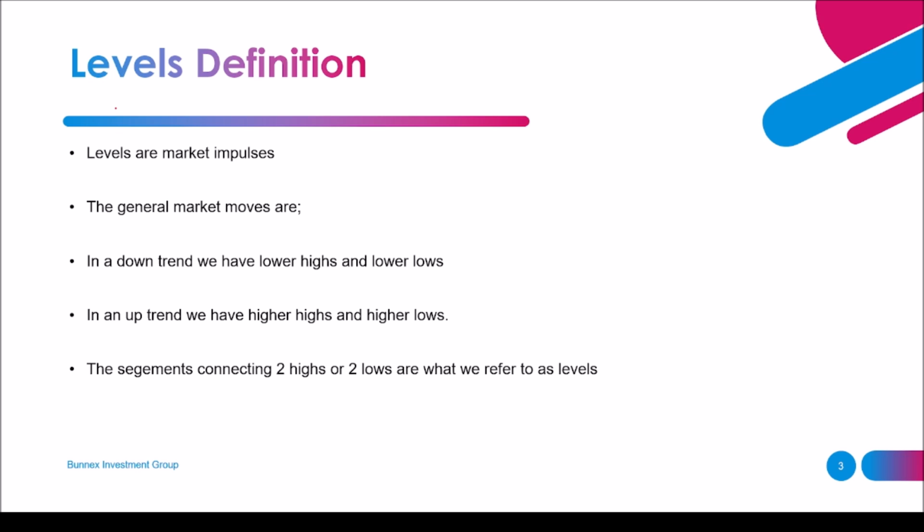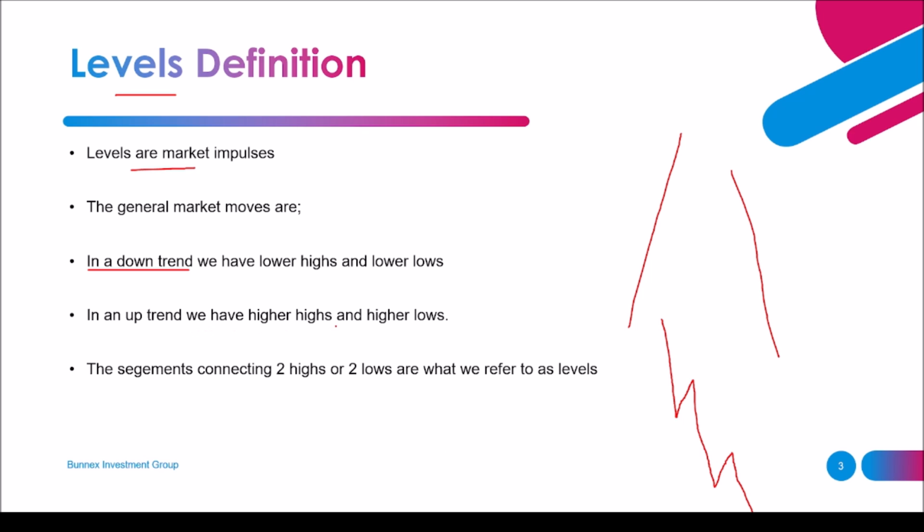Firstly, let's define what levels are. Basically, levels are market impulses. If we see a market giving us an impulse to the upside or to the downside, it's actually a level that is being issued. The general market moves are, in a downtrend, we have lower highs and lower lows. If the market is trending in a downtrend, it creates impulse, lower high, lower low, lower high, and like that. This is inverse for the upward trend.